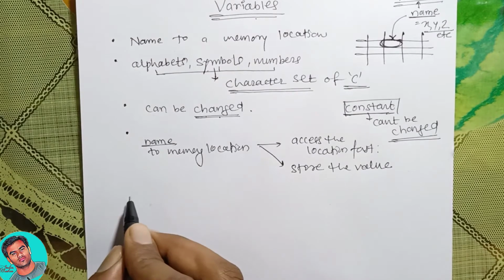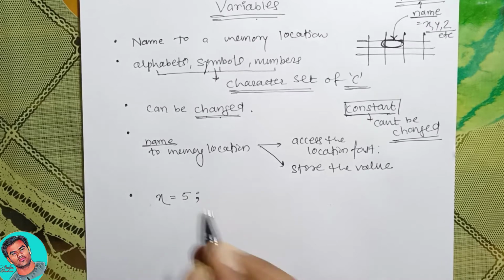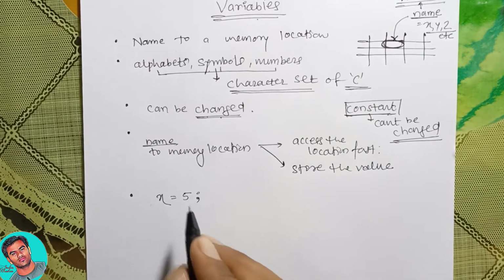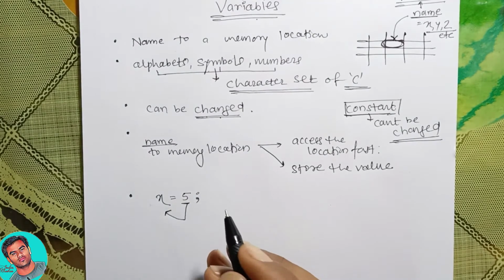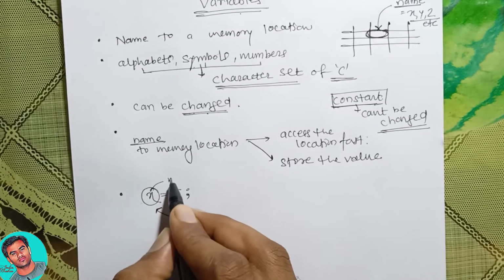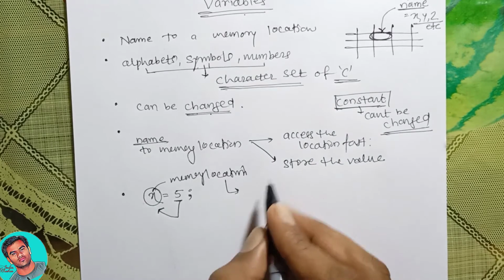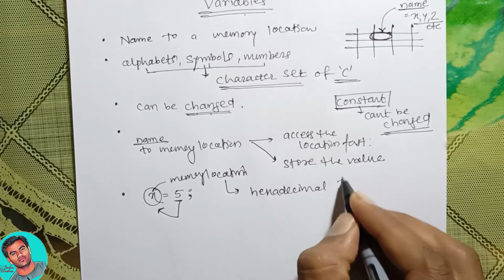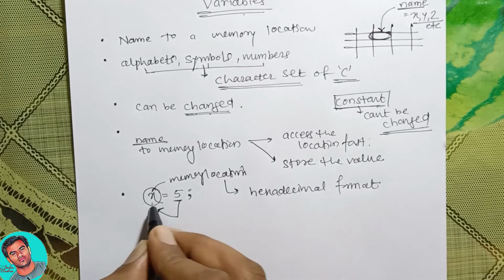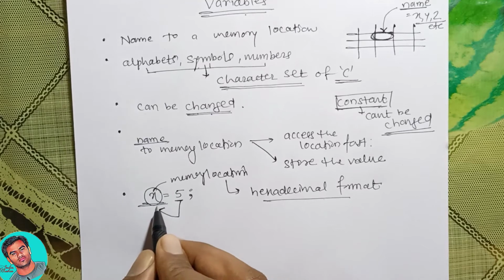Okay friends, for example, x equals 5. That means this 5 is now the value of x, and this x is nothing but a memory location. If we print this location, it has to be in hexadecimal format, or the address of this x is in hexadecimal format. So this 5 is now the value of x.